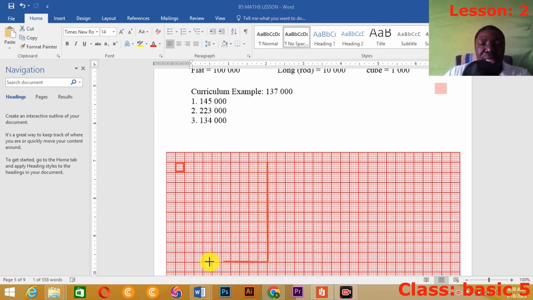So this square unit, this dimension here will give you what? 100,000. Very clear. So all this one is 100,000. So if you are indicating a value in the graph, always make sure that you pick the length as 10,000. This one is 10,000, give you all what? 100,000. Okay, so this by that. Okay, so let's look at the example given in the syllabus.